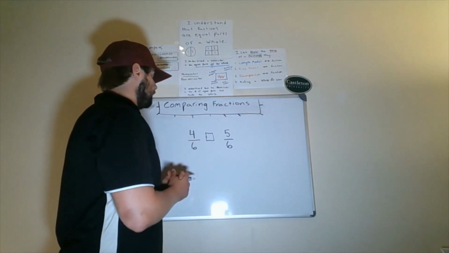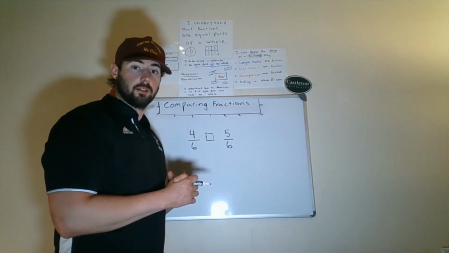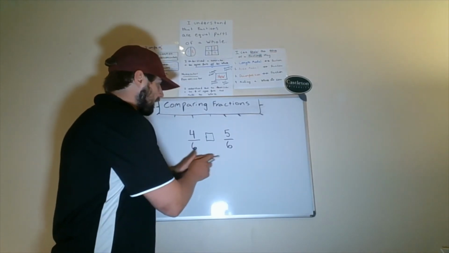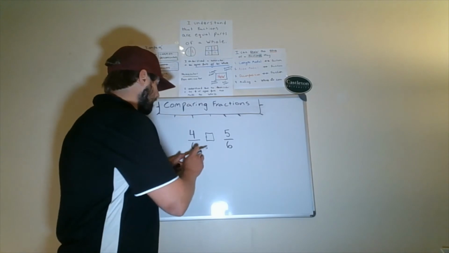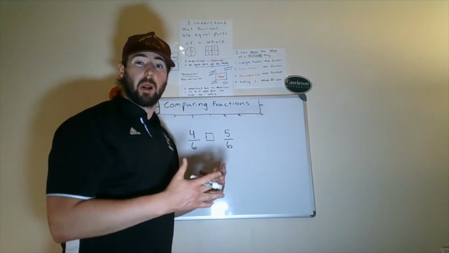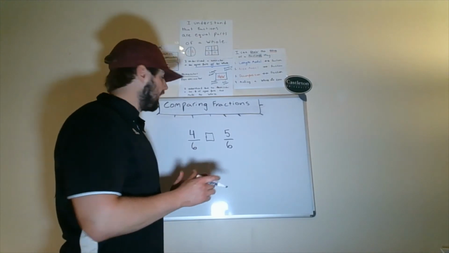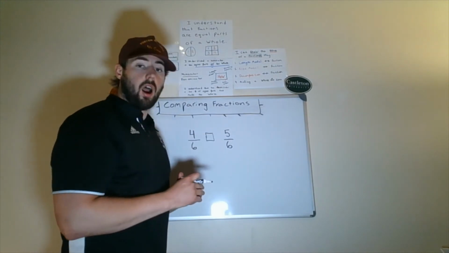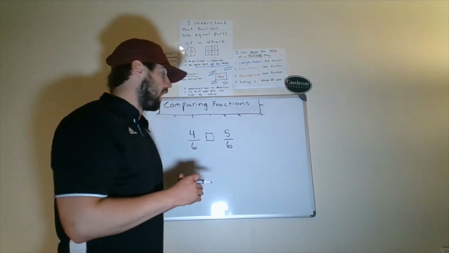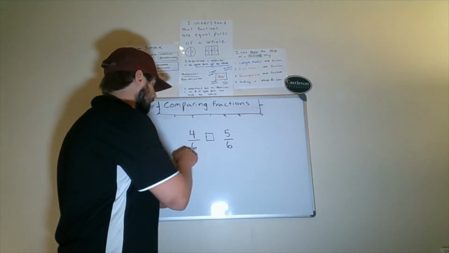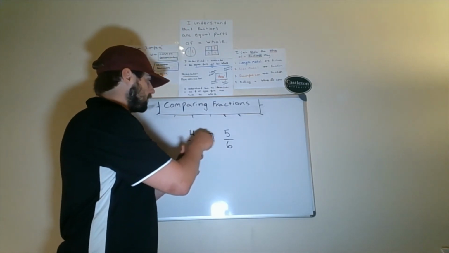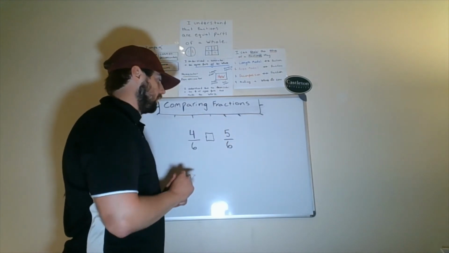First things first, what skill are we seeing here? We are seeing common denominators. We both have a 6 in our denominators. The parts that make the whole are the same. The number of the parts are not. Our numerators are not the same. They are uncommon. We have 4 parts in 4/6 and 5 parts in 5/6.